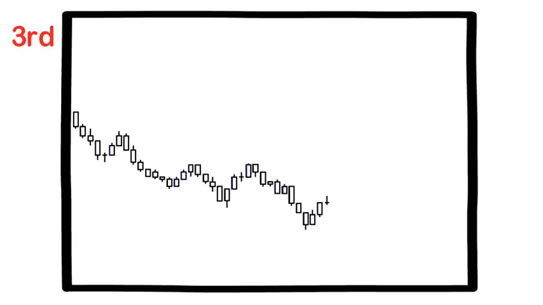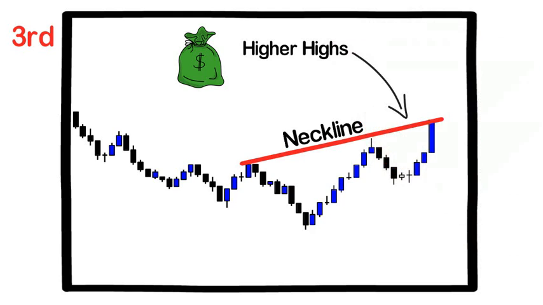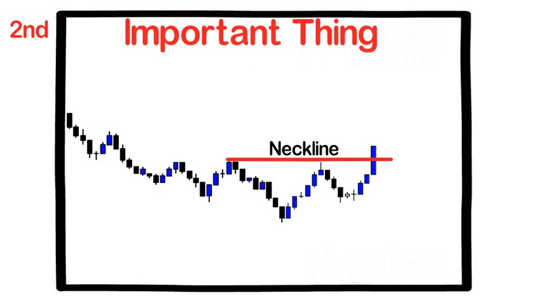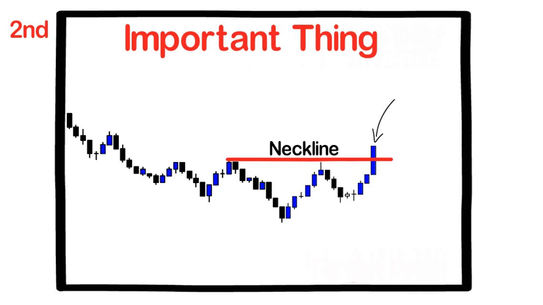The third and final type is a rising neckline. This pattern has the highest probability of a successful reversal, as the price is already creating higher highs. Remember, the most important thing with these formation patterns is that the neckline is broken, as only then can the pattern be considered as completed.